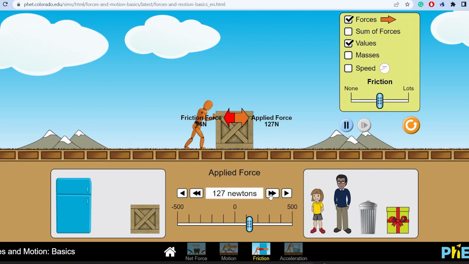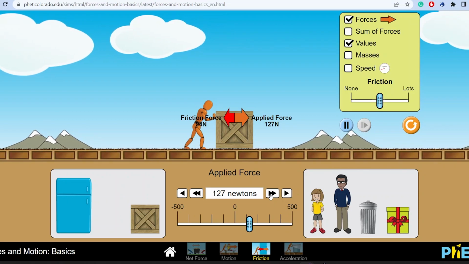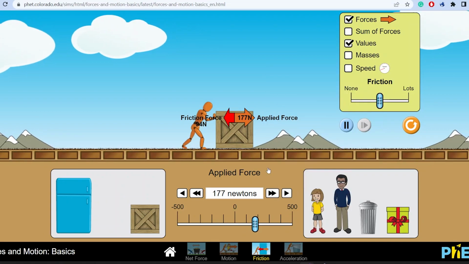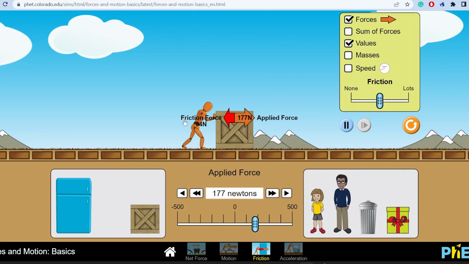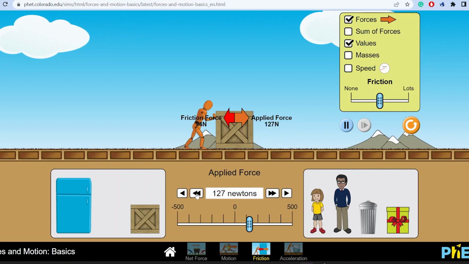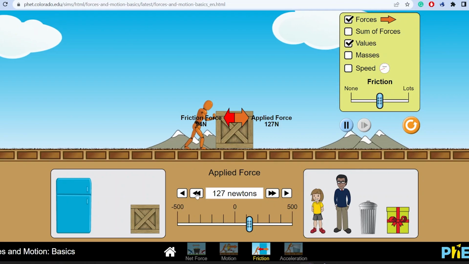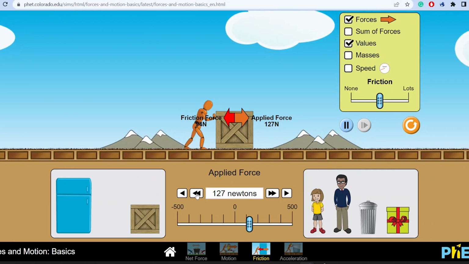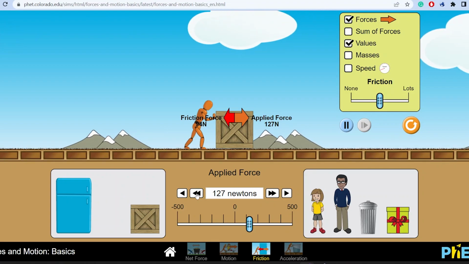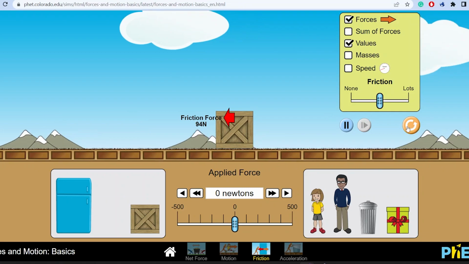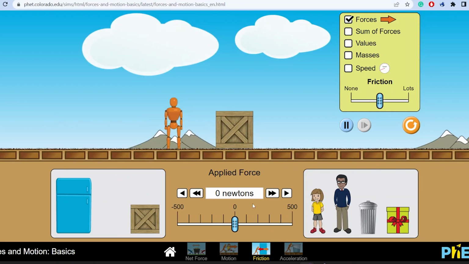It's equal to the normal force times the coefficient of kinetic friction. So even if I increase the applied force, like say I make it 177, right? Look at this. The frictional force is still 94 newtons. If I decrease it, it's still 94 newtons. Compare this to the static friction. The static friction changes to equate whatever force you put to it, so long as that force is less than the maximum static friction.